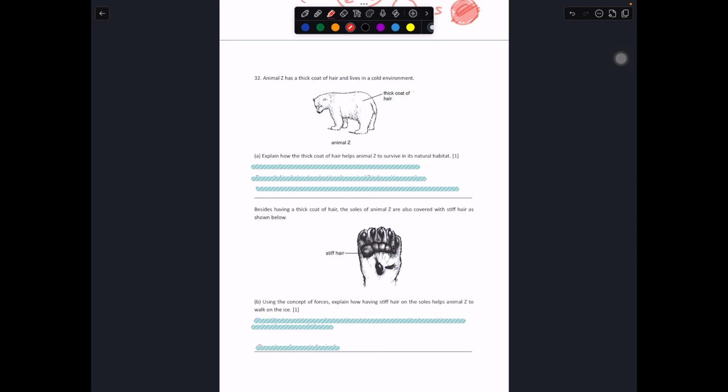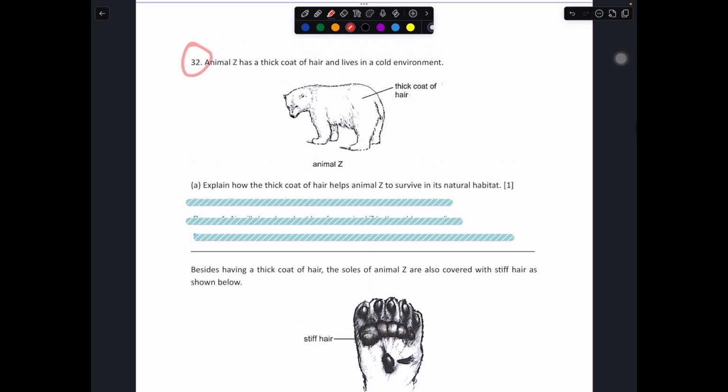Okay, this is question number 32. Animal Z has a thick coat of hair and lives in a cold environment. Thick coat of hair, lives in a cold environment. So we can think of it as some numbers. Maybe the cold environment is 5 degrees Celsius, and this one will be maybe 37 degrees Celsius. Just some numbers to help us. So it means that this animal will be losing heat to the surroundings. This is the main idea, the main context.